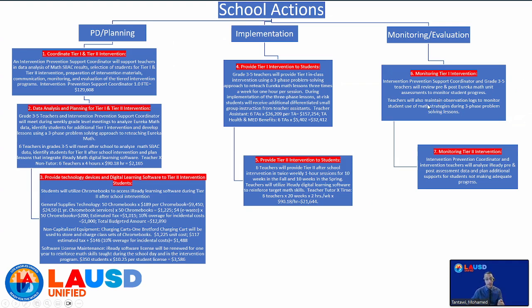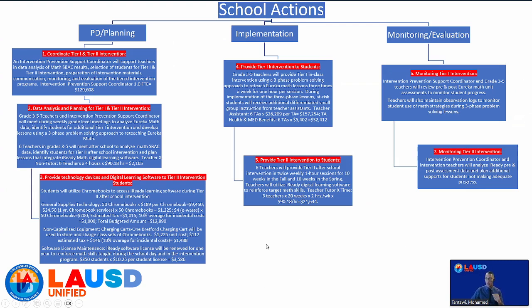And then what about our monitoring evaluation? How are we going to ensure that that tier 1 and tier 2 intervention that makes up part of our strategy is effective? So when it comes to monitoring tier 1 intervention, I might have the intervention coordinator and those grade 3 through 5 teachers review pre and post Eureka Math curriculum assessments. The teachers might also maintain observation logs to make sure students are using that three-phase problem-solving approach that's a key part of our strategy. And then when it comes to the tier 2 intervention, remember we're tying it to the use of our iReady. It might involve the teachers analyzing iReady pre and post data to determine whether there was growth from the students who participated in that tier 2 intervention.